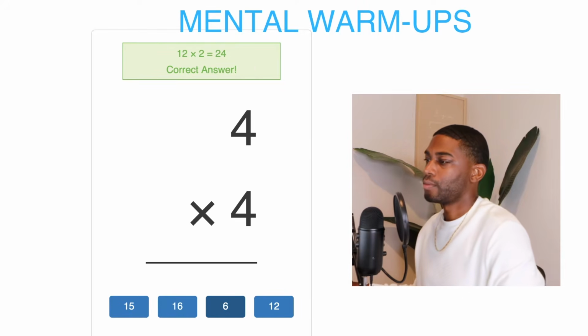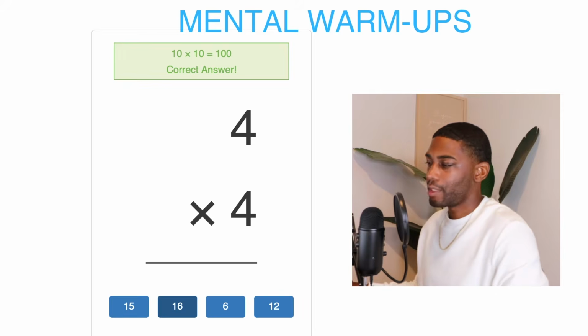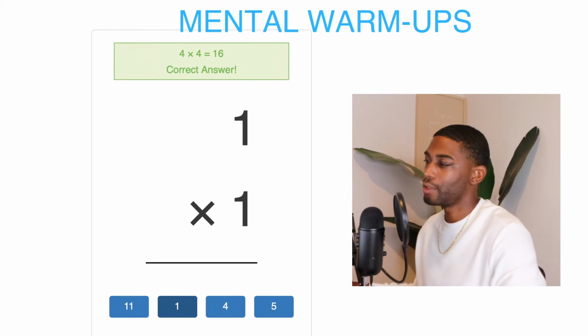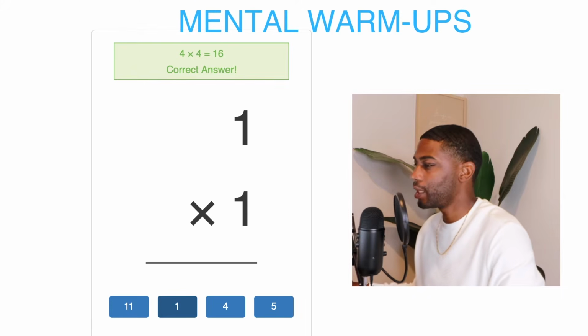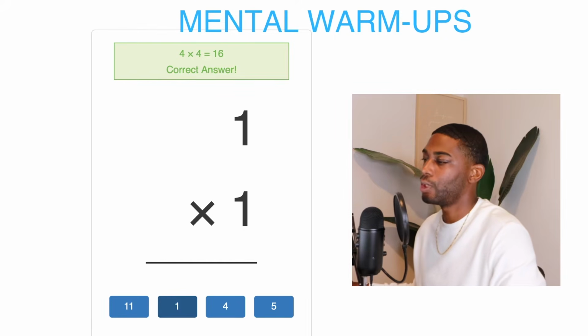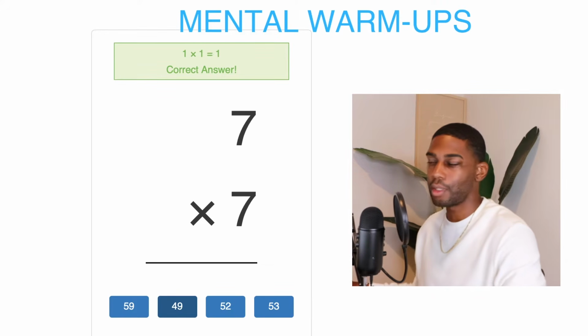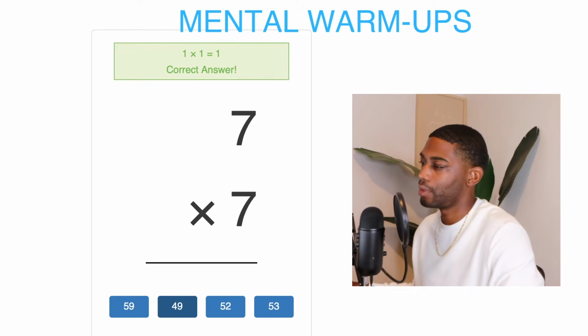4 times 4? 16. Y'all already know the drill. Comment in the comment section what y'all are getting for answers. 1 times 1. We know that 1 times anything is itself, so we got 1. 7 times 7. Y'all know your 7 times tables. What is 7 times 7? Comment in the comment section down below. I got 49.